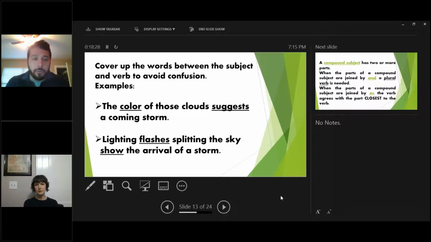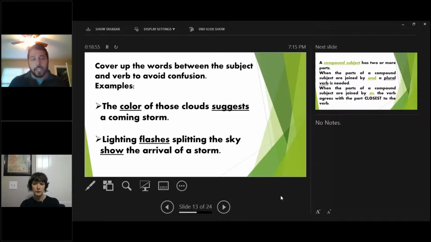Now here's an example of a plural like that. Lightning flashes splitting the sky show the arrival of a storm. Lightning flashes, multiple flashes, this is a plural subject. Now the sky is a singular subject, so the sky shows the arrival of a storm. But here we're talking about lightning flashes, plural subject that needs a plural verb, show the arrival of a storm.